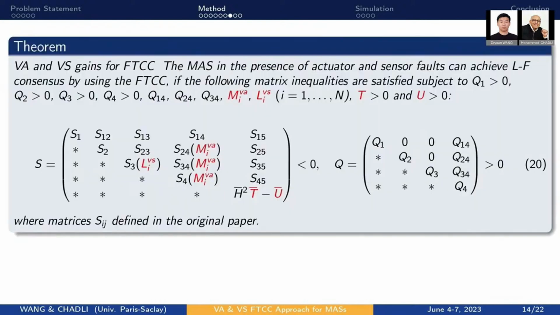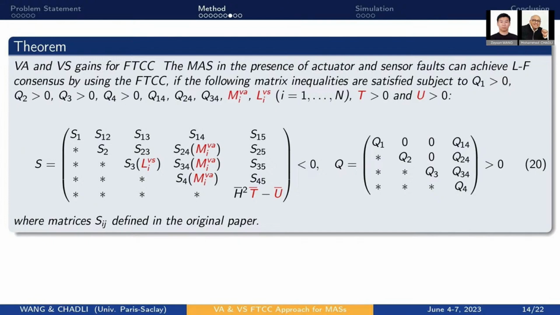I now present to you the final result in this main theorem. After studying the Lyapunov function, we obtain the result as follows. The system in the presence of actuator and sensor multiplicative faults can still maintain the leader following consensus if the following matrix inequalities hold. Here, the matrix M bar VA is the gain of the virtual actuator and L bar VS is the gain of the virtual sensor. The matrices big T and big U are gains of the dynamic event trigger mechanism. The matrices Sij are block matrices defined in our paper because they are actually quite long.